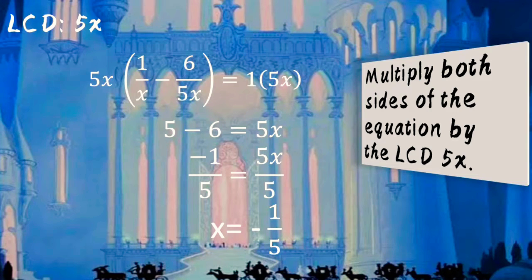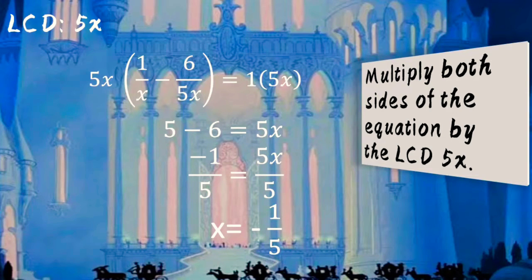We get 5 minus 6 equals 5x, and 5 minus 6 equals negative 1. So we have negative 1 equals 5x. After this, divide both sides by 5 and the resulting answer will be x equals negative 1 over 5.